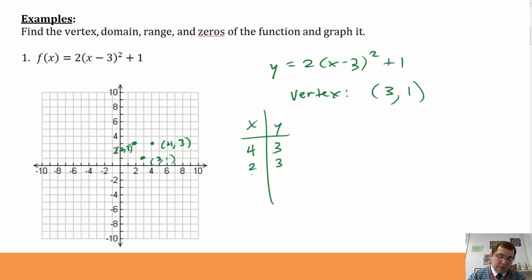Alright, let's pick one more point. When I go 2 to the right of the vertex, when x is 5, I've got 5 minus 3, that's 2, 2 squared is 4, 4 times 2 is 8, plus 1 is 9. So I've got the point 5, 9. And I know that if I go 2 to the left of the vertex, so if I go to 1, I will also be at 9. Okay, so now I can sketch my parabola.